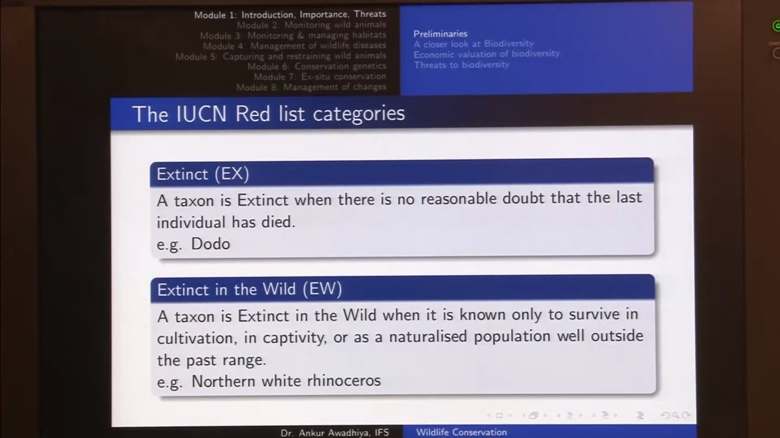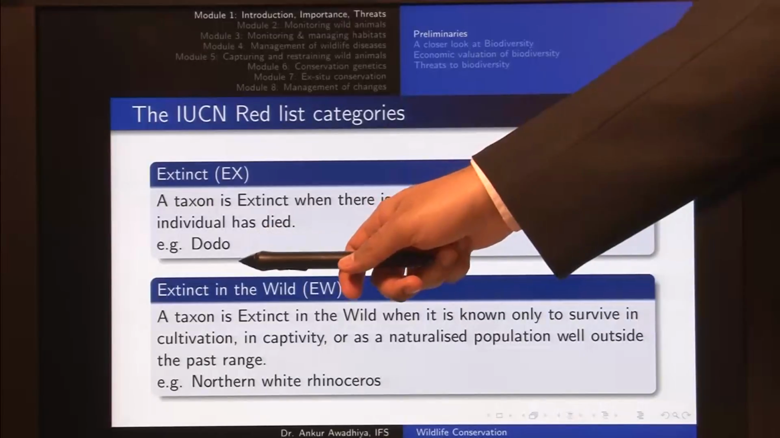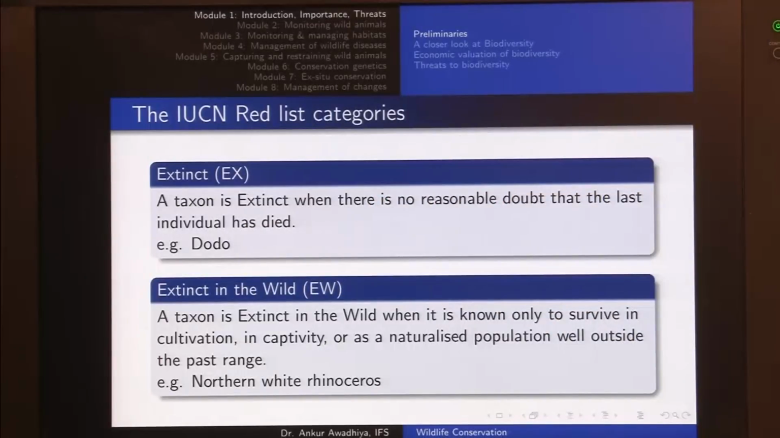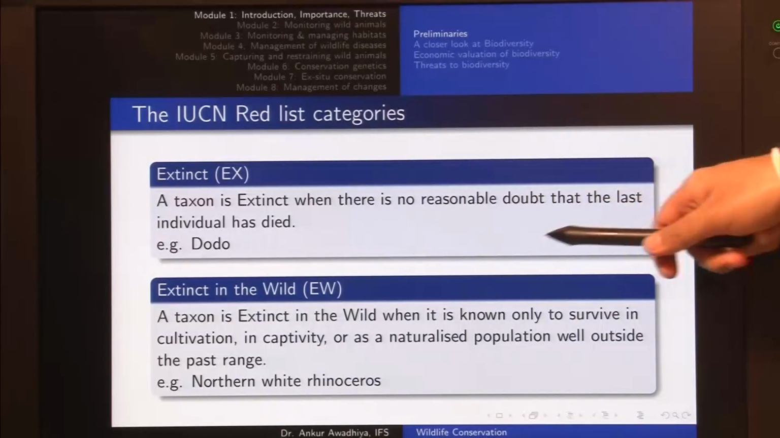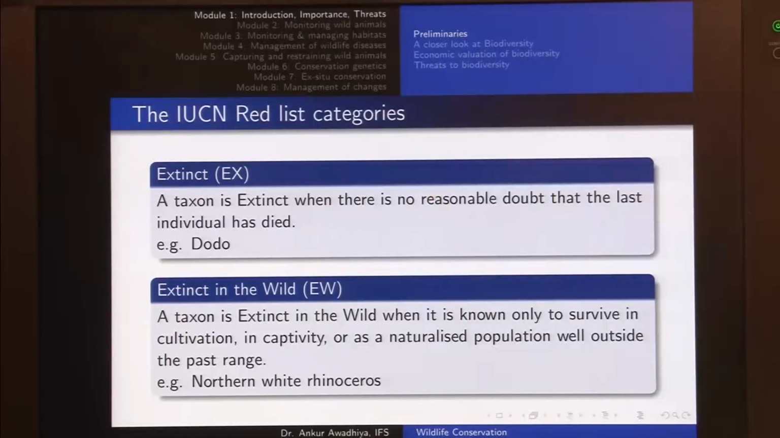An extinct organism is a taxon. So, a taxon means that it could be a species, it could be a genus. So, it could be any category of organisms is extinct when there is no reasonable doubt that the last individual has died. So, for example, dodo. So, we know that this species of bird, and we are completely sure that not a single organism of this species now exists on the planet. So, there is no reasonable doubt that the last individual has died.